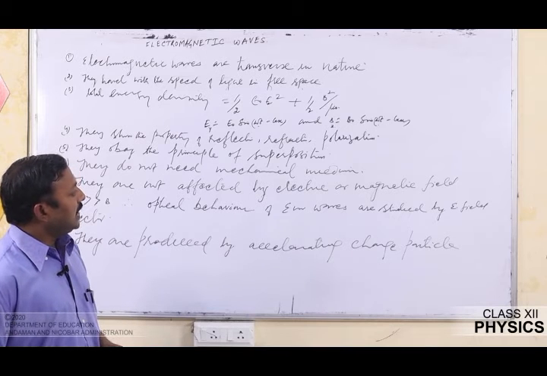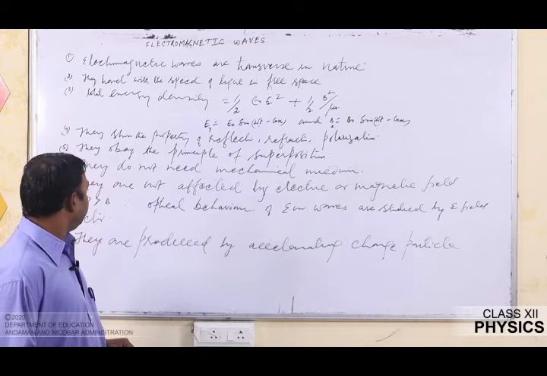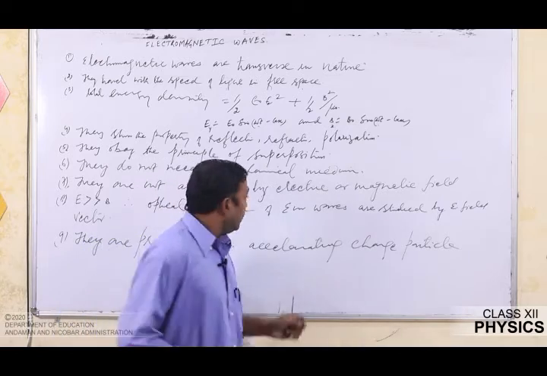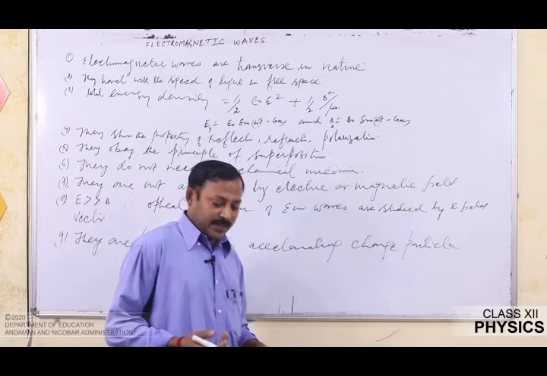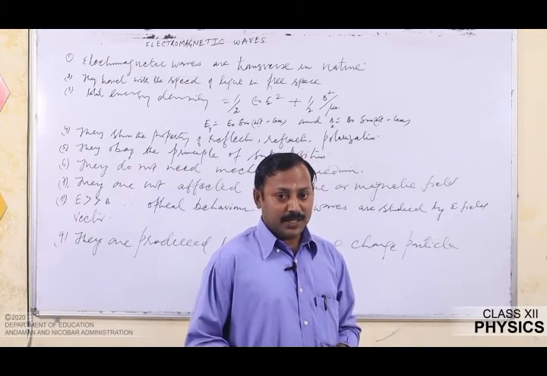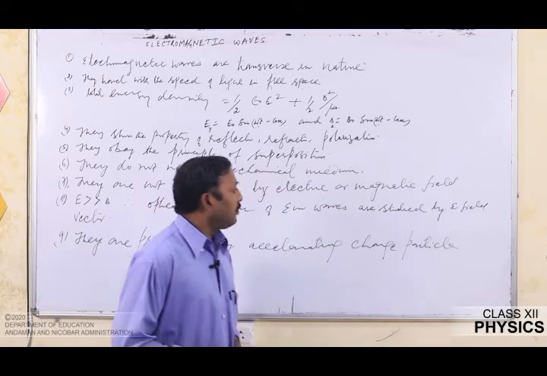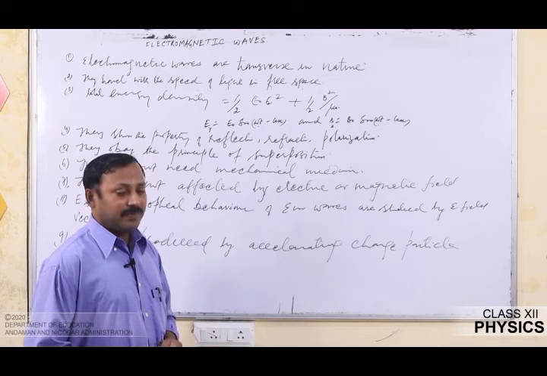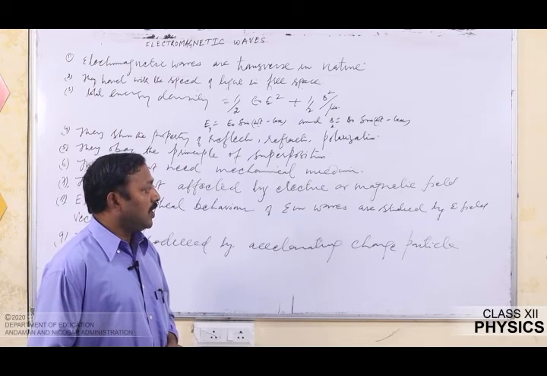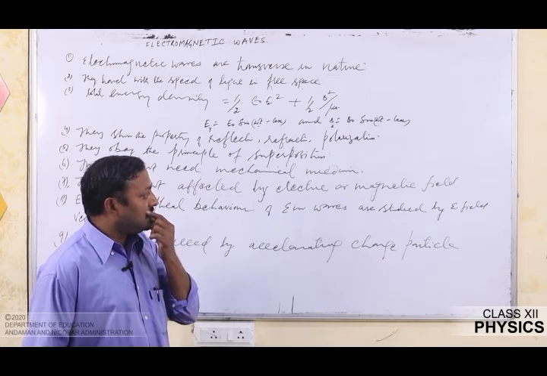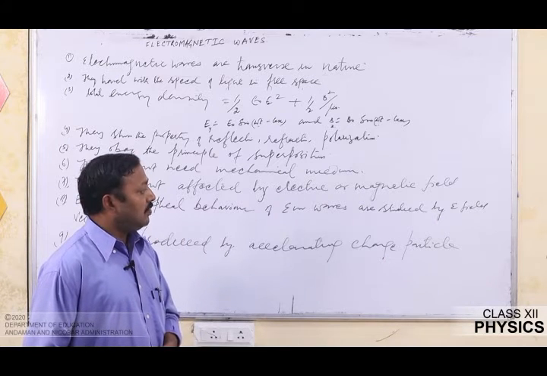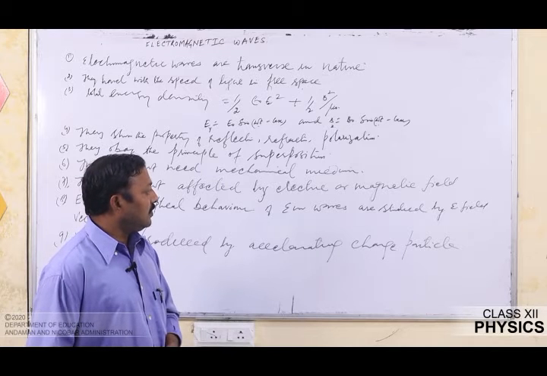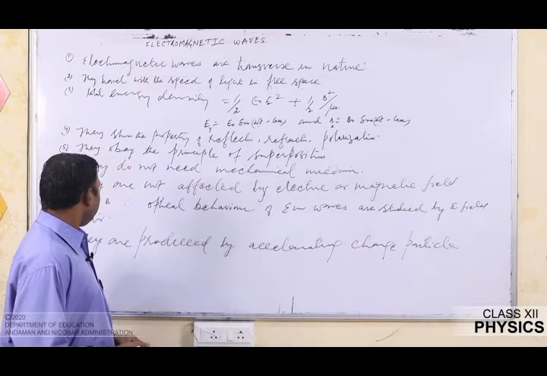They are not affected by electric or magnetic fields. So, property 7 says that they are not affected by electric as well as magnetic fields. That is, the electromagnetic wave which is produced is actually a packet of energy known as a photon or quantum. This quantum of energy is chargeless and has no rest mass. Therefore, it is unaffected by electric as well as magnetic fields.